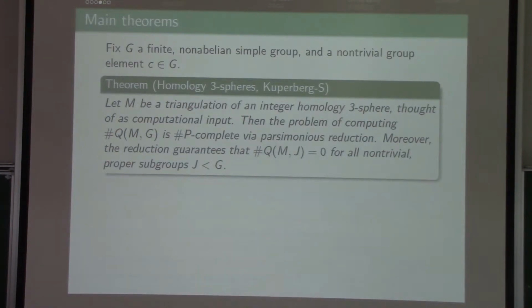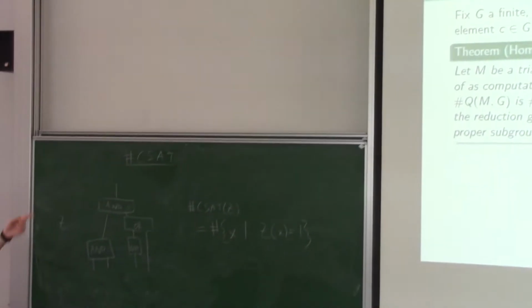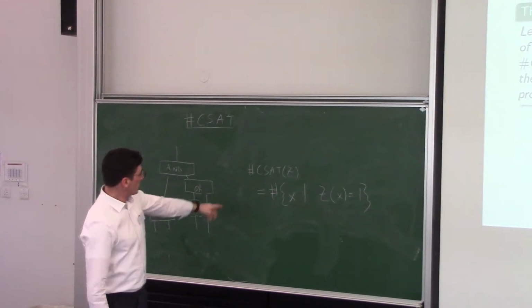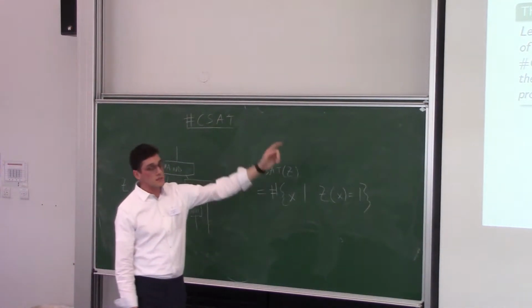So what is sharp P complete? This is a kind of counting analog of NP complete. So our node showed us what it meant to be NP hard, and there's a similar notion of sharp P hard. And roughly, we'll see as we go, we're going to take one of these circuits, these in CSAT, and we're going to cook up an integer homology three-sphere M, so that this number, the number of inputs to the circuit that make the output 1, is exactly this Q invariant of the manifold.